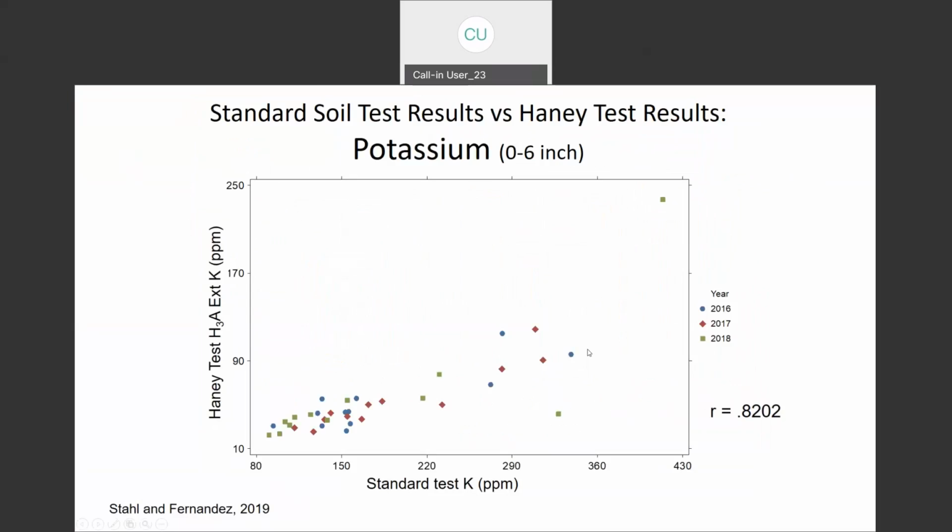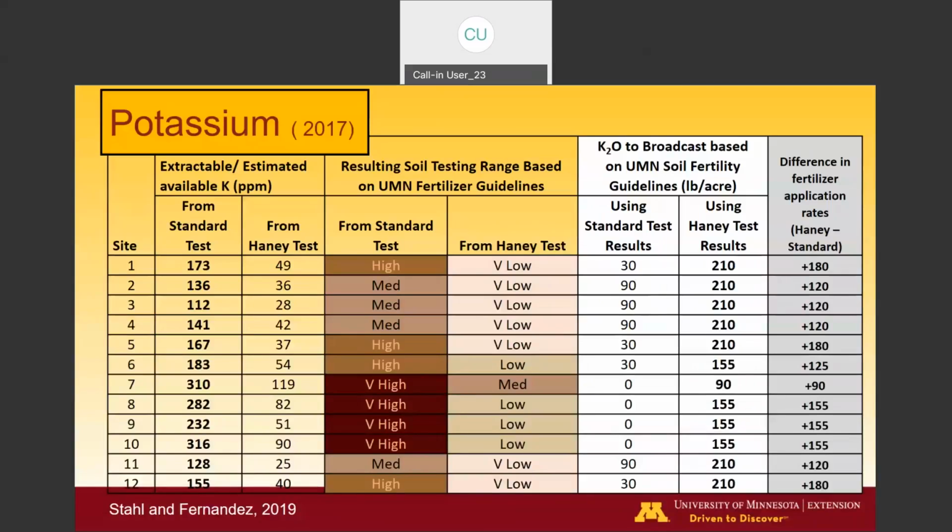We did find a pretty strong correlation between the Haney test and the standard test. Our correlation's at 0.820 or 0.8202. So again, that's pretty strong. Now, if we take the next step and use that for generating fertilizer guidelines, here on the left we have the results from our standard test.